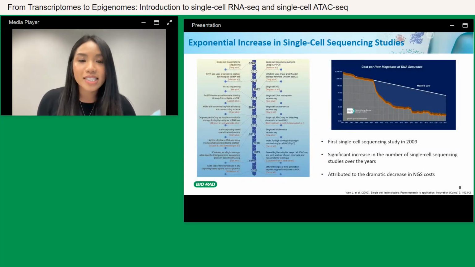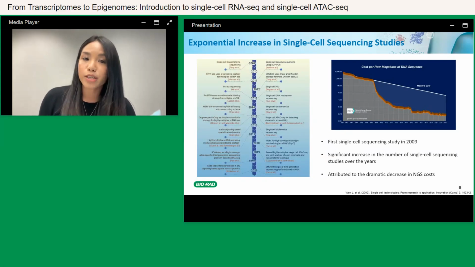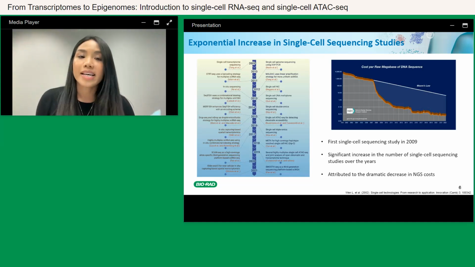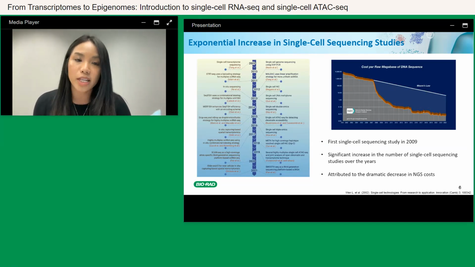The first ever single-cell sequencing study was published in Nature Methods in 2009 by Tang and others on a 4-stage murine blastomere. Since then, there has been a huge surge in the number of published papers that come along with the advancement of the technology. This is a number that continues to grow to this day.